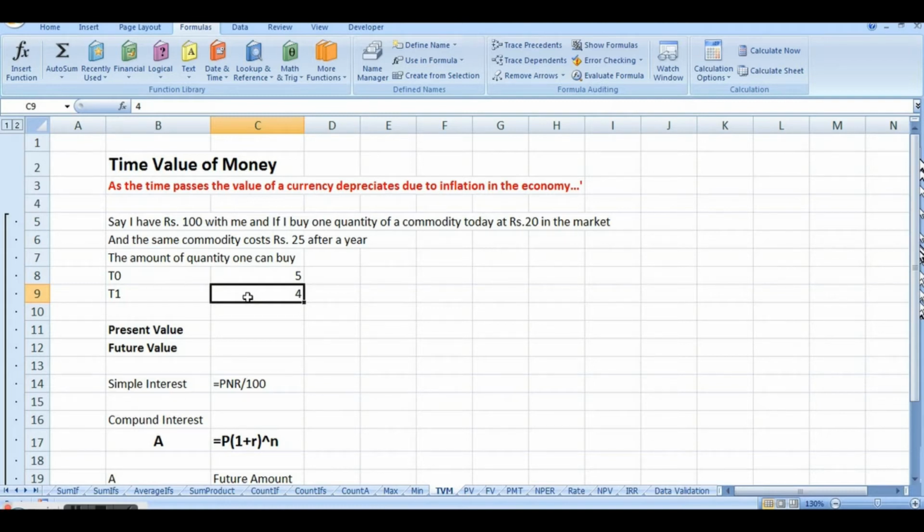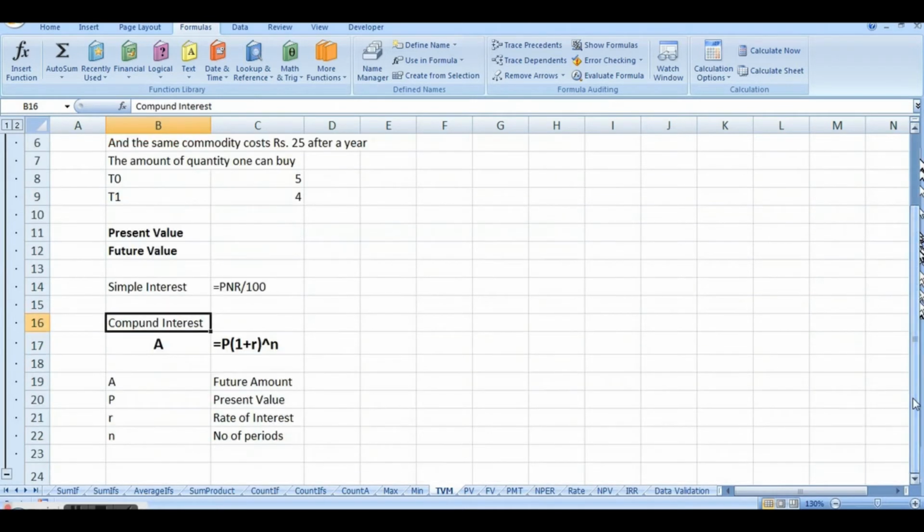Now how is it compensated in the economy? It is compensated by giving an interest on the money that you save over a period of time. Either simple interest or compound interest, but mostly it is compound interest only. All of us have already learned how to calculate compound interest in our primary education itself. This is the formula of compound interest.